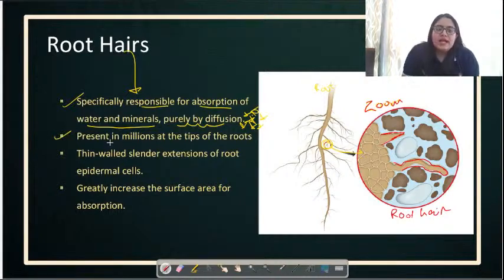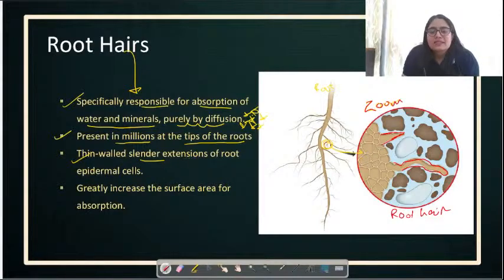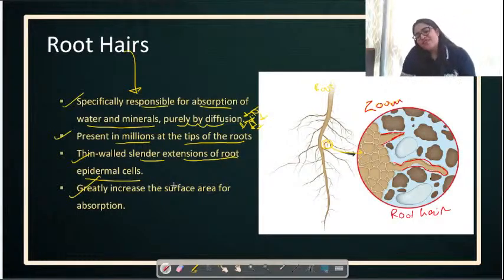Now these root hairs are actually present in millions at the tips of the roots. I have already explained this point. They are thin-walled, slender extensions of root epidermal cells, and they greatly increase the surface area of absorption, right? Is this clear? All these points I have already explained, but do remember that the absorption of water and minerals will be purely via diffusion.